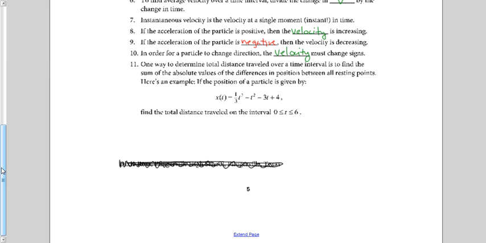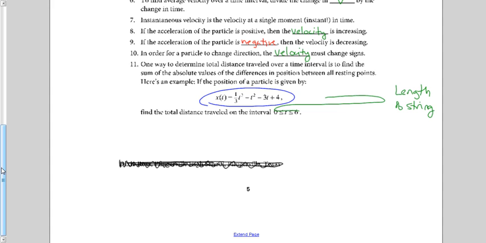Okay, so what we're going to do is we first need to find out where this object turns around. So this thing could go like this and then turn around and go back this way, and then turn around and go back this way. And I need the length of the entire string. That means the total distance traveled. So it's not how far away I am from where I started. That's displacement.